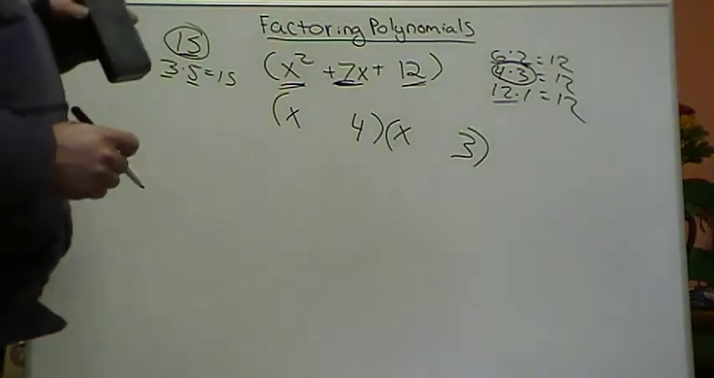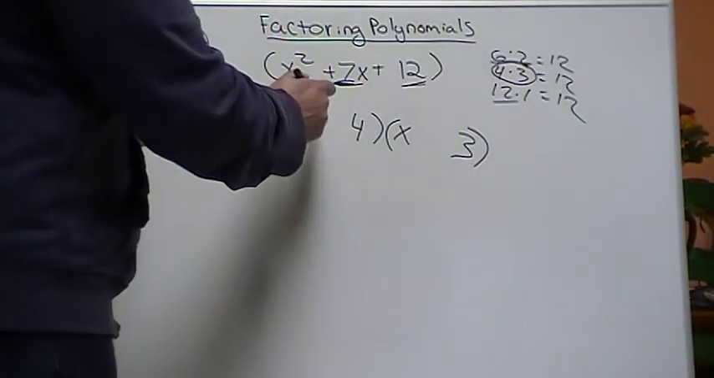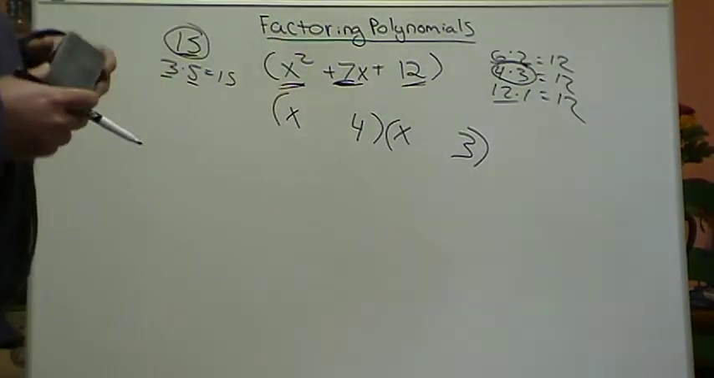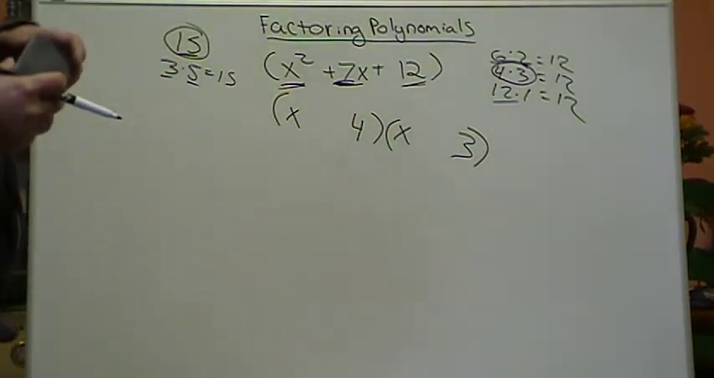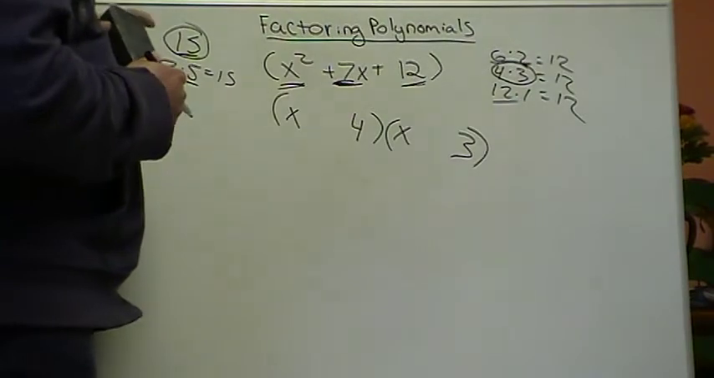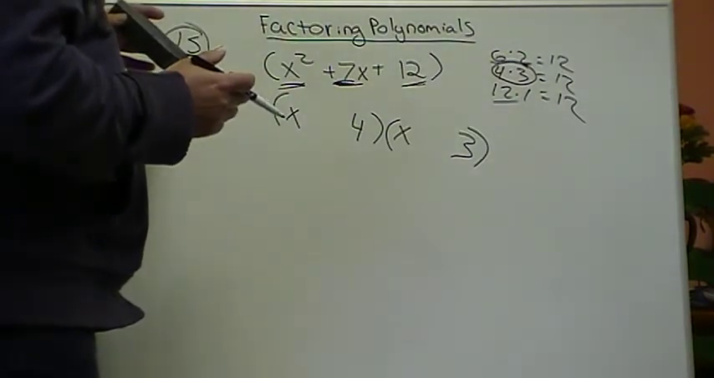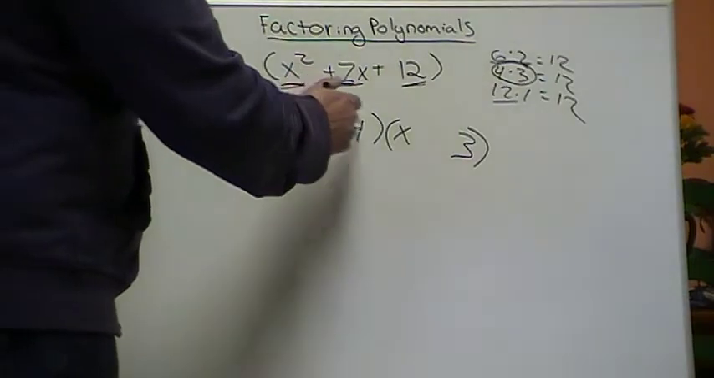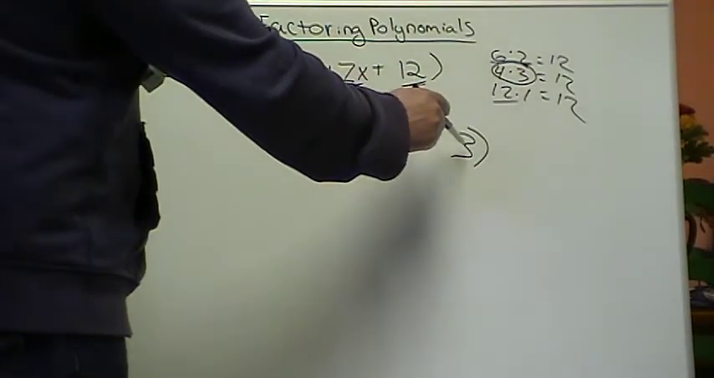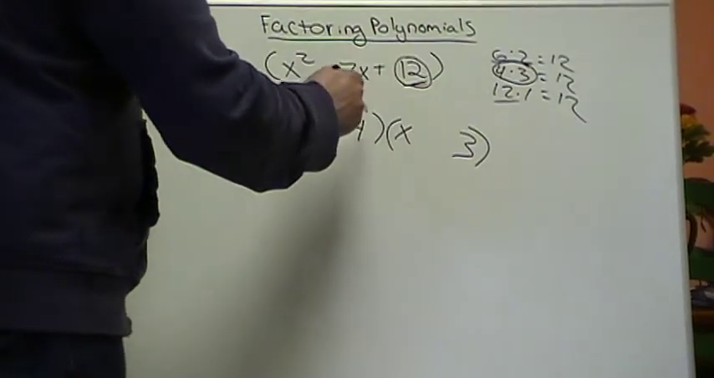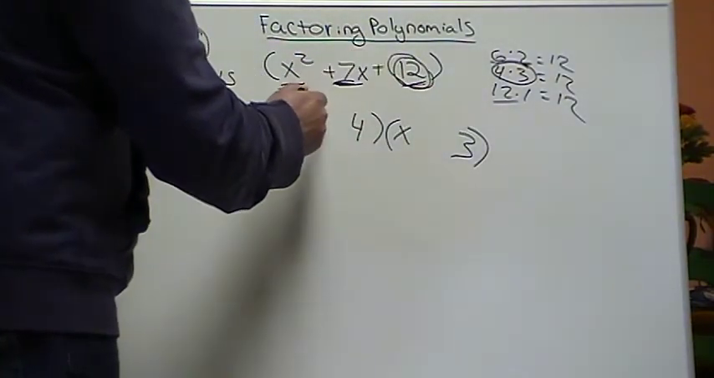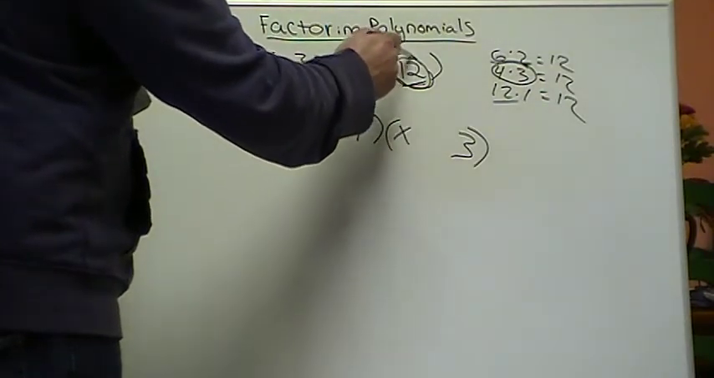Now we need the signs. We've got all the numbers, we've got all the variables. Now we need to find out what signs are going to go here and here. We're going to use an addition sign, or we're going to use a subtraction sign. Well, we know that the 12 is plus 12. So we only have two options here. Either it's going to be plus plus, because a positive 4 times a positive 3 is a positive 12, which is what we need. Or it's going to be a negative times a negative, because a negative times a negative, of course, is a positive. So if there's a negative here and a negative here, it's going to be positive 12.